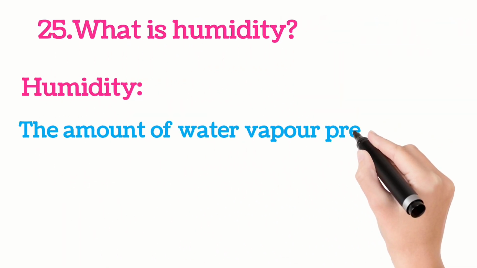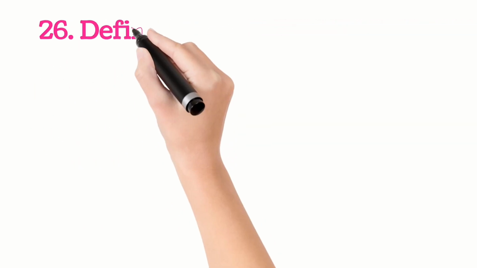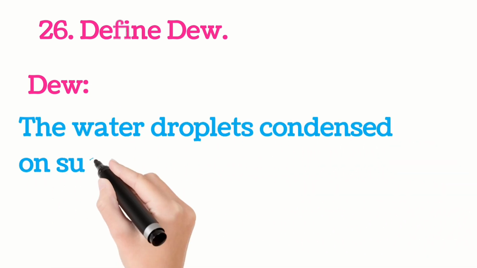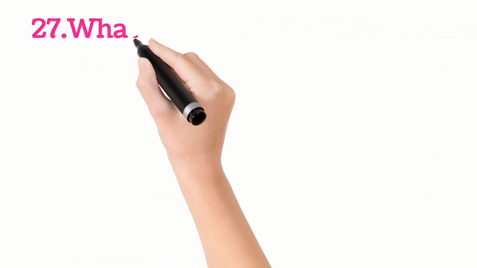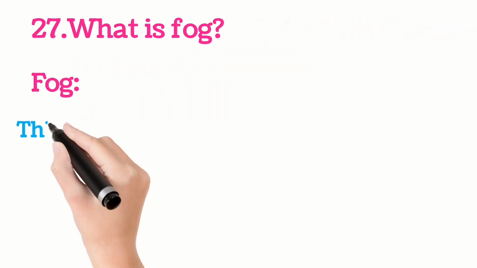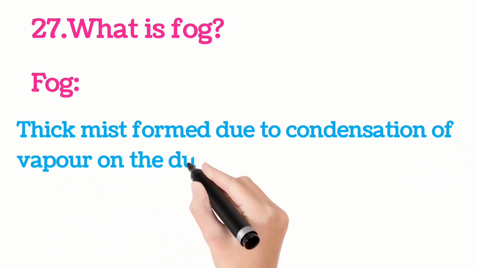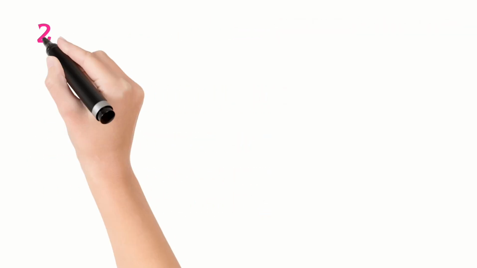What is humidity? The amount of water vapor present in air is called humidity. Define dew. The water droplets condensed on surface is known as dew. What is fog? Thick mist formed due to condensation of vapor on the dust particles is called fog.